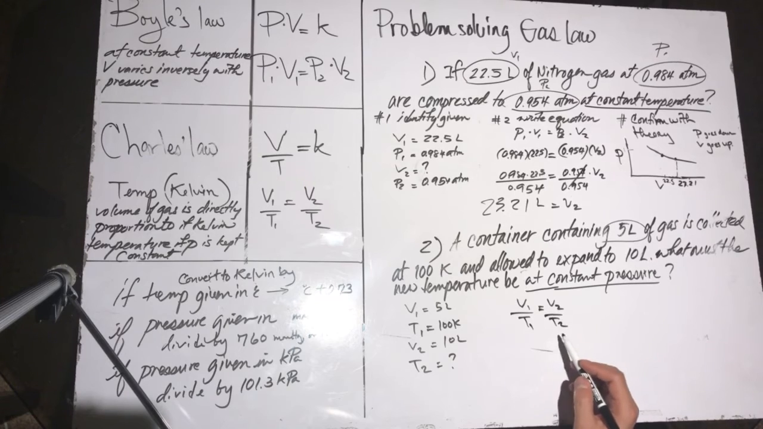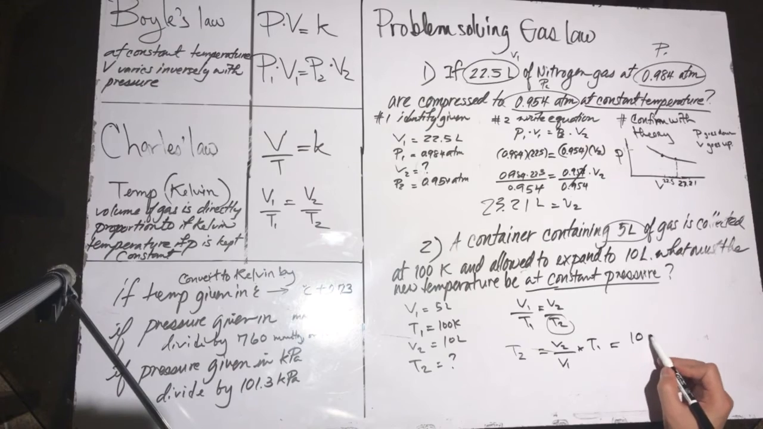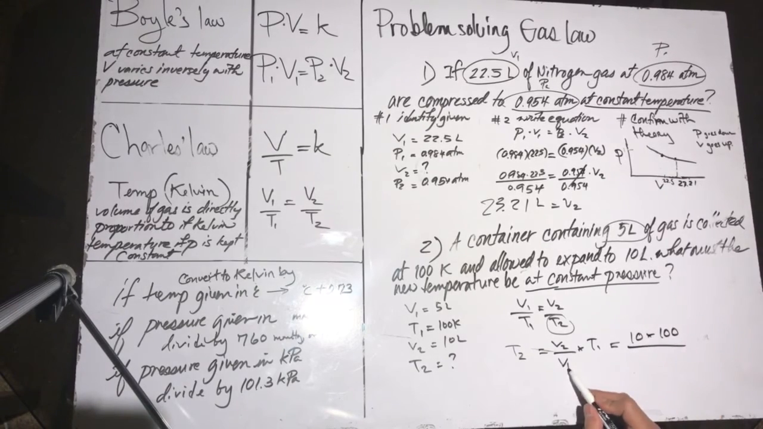I'm just gonna go ahead and rearrange the equation so that I will just solve for the new temperature. So I'm looking for T2. So T2 is equal to V2 divided by V1 times T1. That's what it is. So now you replace this one. Your volume 2 times 100. My volume 1 is 5.